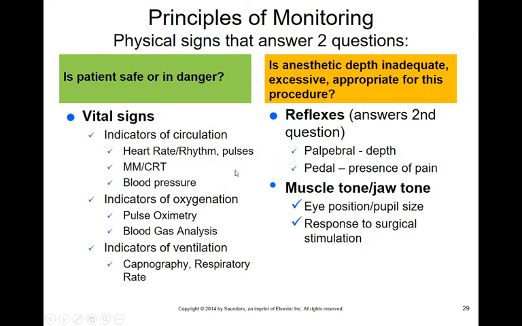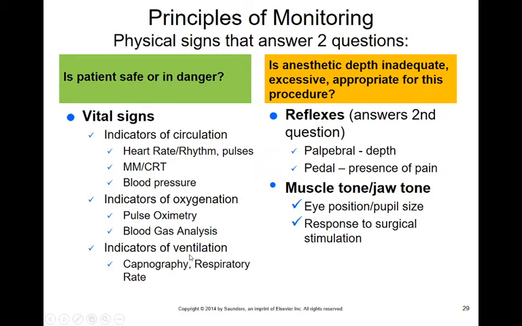So there are physical signs that answer 2 questions, and this is the principle of your monitoring. Is the patient safe or in danger, and is anesthetic depth inadequate, excessive, or appropriate? So is the patient safe? Look at the vital signs. Indicators of circulation are heart rate, rhythm, and pulses, mucous membrane and capillary refill time, blood pressure. Indicators of oxygenation: pulse oximetry, or pulse ox, and blood gas analysis, which we don't typically do in small animal medicine in smaller hospitals, but we will do it in certain situations.